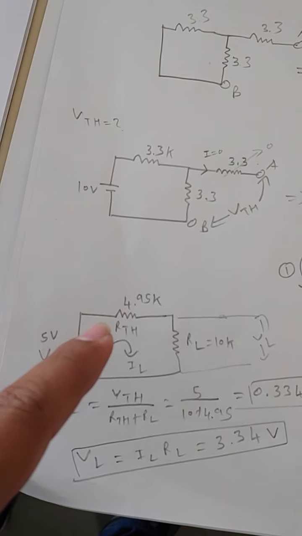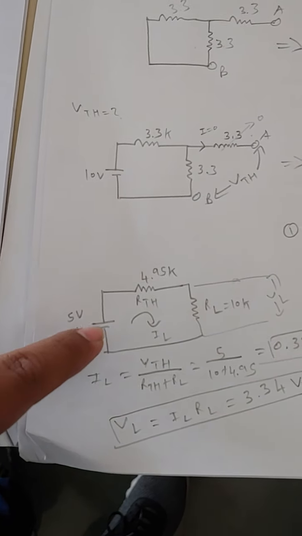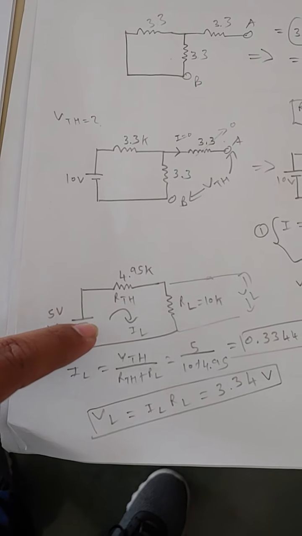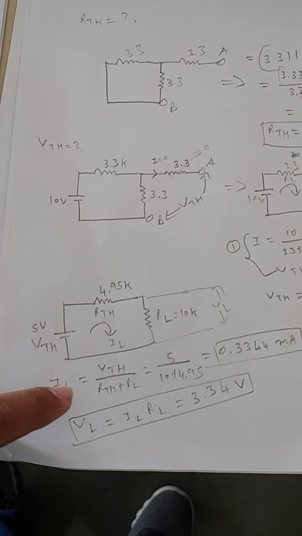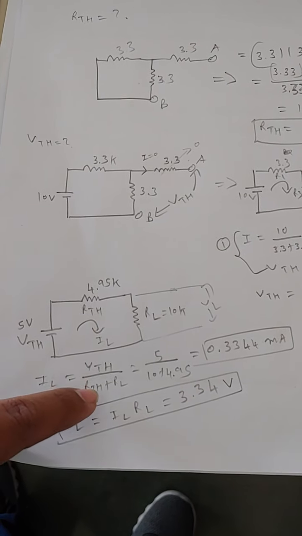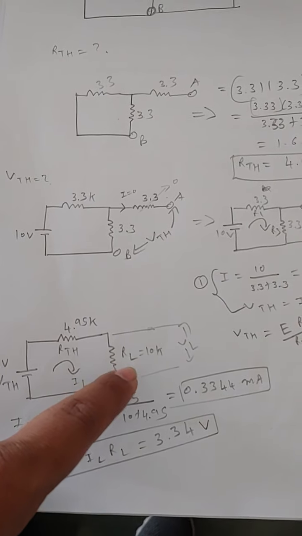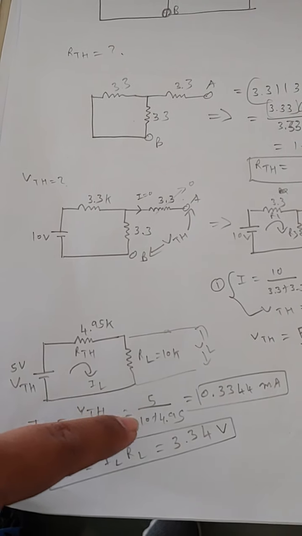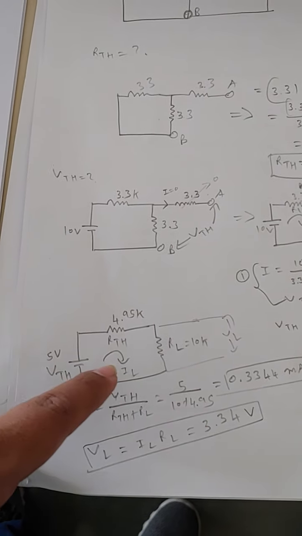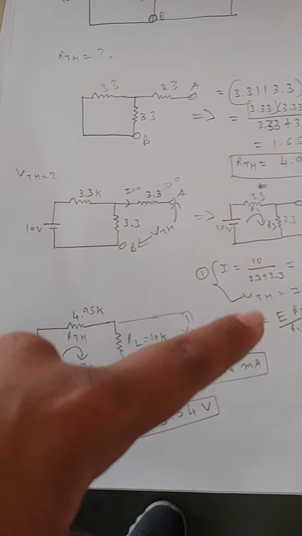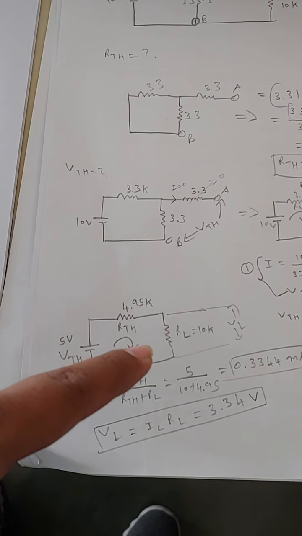So we have set that VTH over here. Theoretically you can find it like this. First of all find the current. V by R, so RTH plus RL, so you will get the current 0.33 milliampere. Then again I into R, so 0.33 into 10k, so you will get 3.33 volt. Similarly, you can find VL by the voltage division method also.